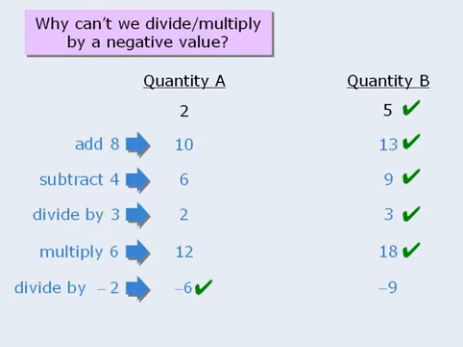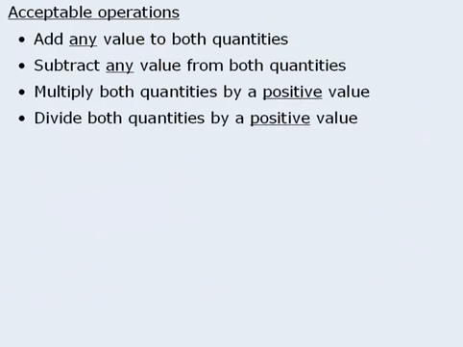This, of course, is a problem. Our original goal was to compare these two quantities, and when we performed any of these acceptable operations on the quantities, the resulting values were consistent with the conclusion that quantity B is greater than quantity A. However, when we divided both quantities by a negative value, quantity B was no longer greater than quantity A. This problem will occur whenever we divide or multiply both quantities by a negative value. So when it comes to performing operations on both quantities, we must ensure that we only multiply or divide the quantities by positive values.